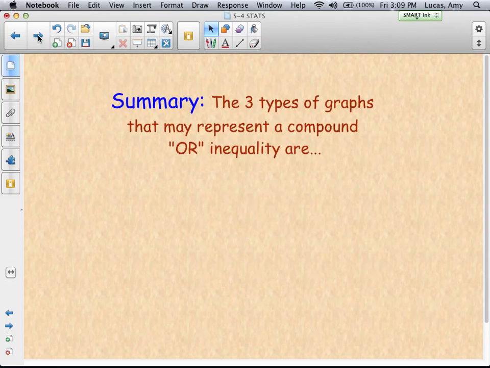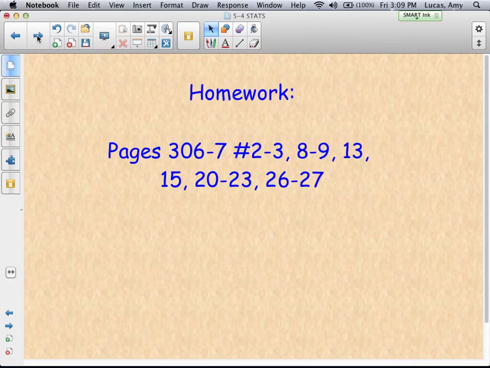You should be able to write your summary now. The 3 types of graphs that may represent a compound or inequality are, so explain the 3 types, and here are your homework problems.